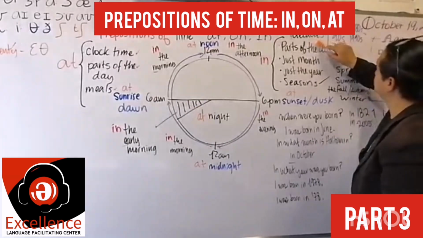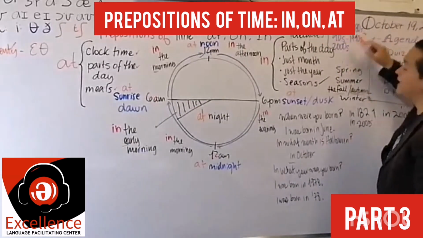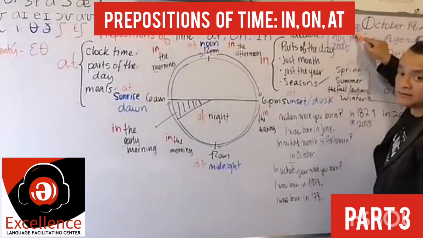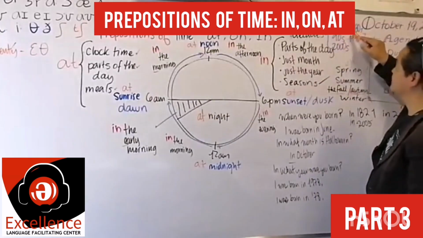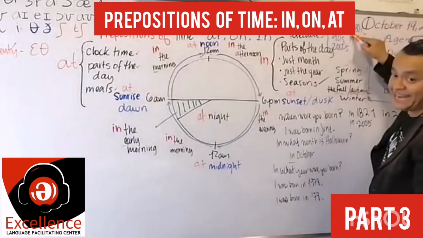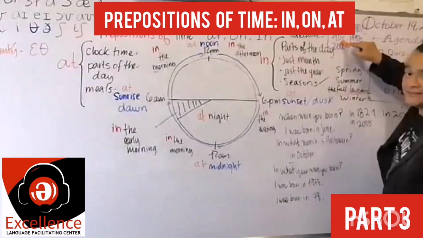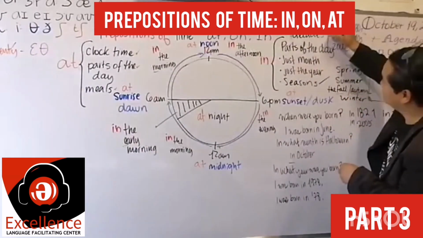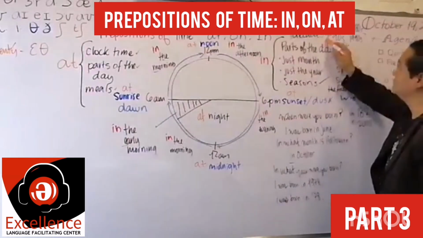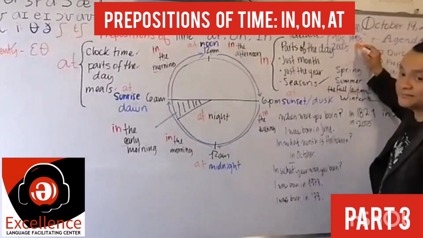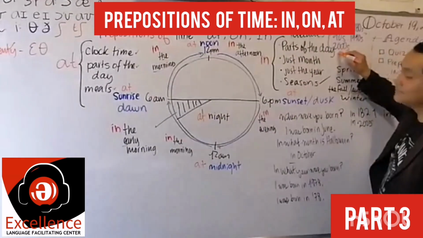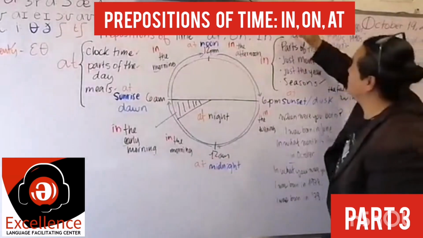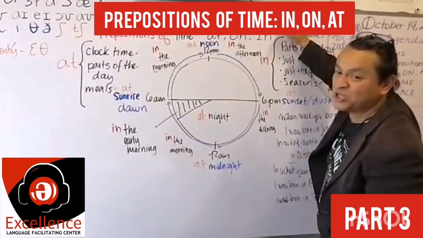We can use in for what? Decades. So we say in the 80s. In the 1980s. Good. In the 90s. We've got to use the article. In the 90s. In the 1990s. In the 2000s. Great. We can also use it for centuries.